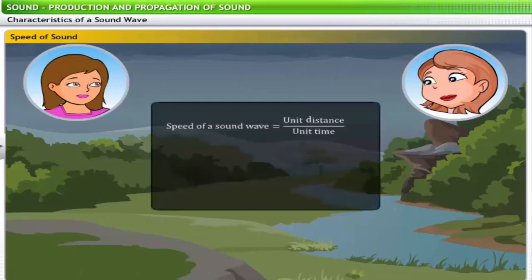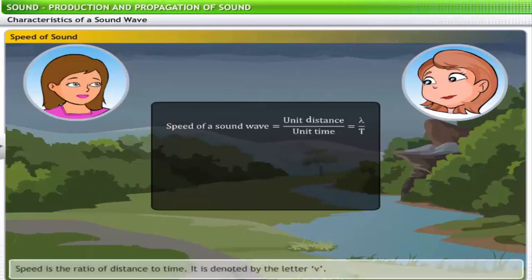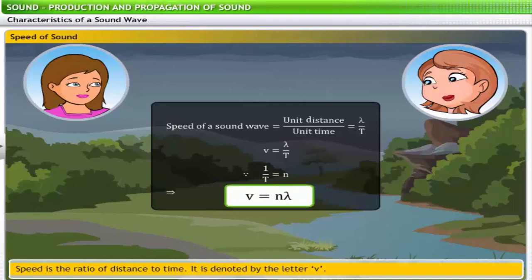Speed is the ratio of unit distance to unit time. For a sound wave, the unit distance is its wavelength, lambda. And the unit time is the time period T. Therefore, the speed of a sound wave is the ratio of its wavelength to its time period. It is denoted by the alphabet V. You know that the reciprocal of a time period of a sound wave is equal to its frequency. Therefore, the speed of a sound wave is the product of its frequency n and wavelength lambda.